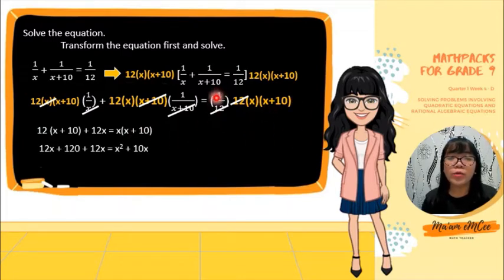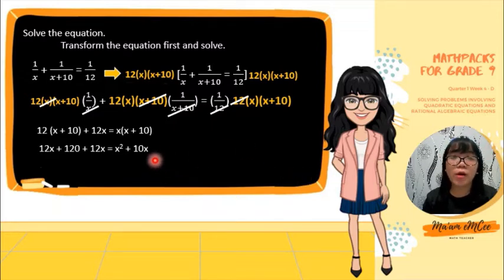Now, you don't need to write 1 because x times x plus 10 times 1 is just equal to x times x plus 10. And then we distribute 12. So 12 will be multiplied to x, so that is equal to 12x. 12 will be multiplied to 10, that is equal to 120. Then we copy plus 12x, that will be equal to, x will be distributed to x plus 10. So x times x is equal to x squared. x times 10 is equal to 10x. So we will have here 12x plus 120 plus 12x is equal to x squared plus 10x.